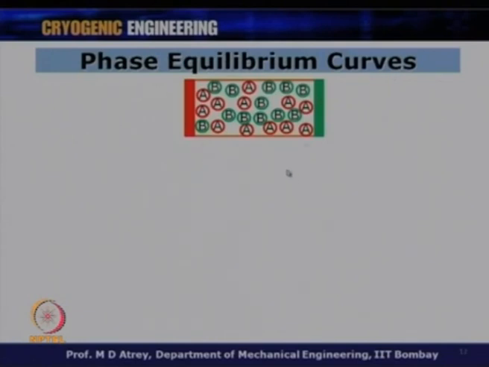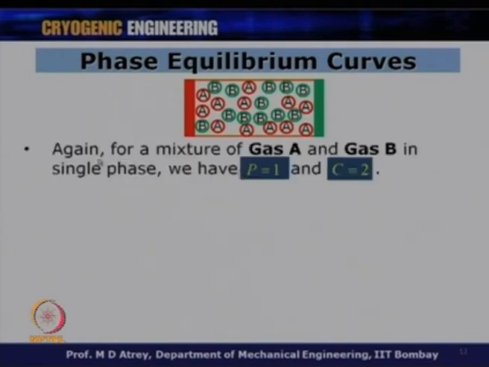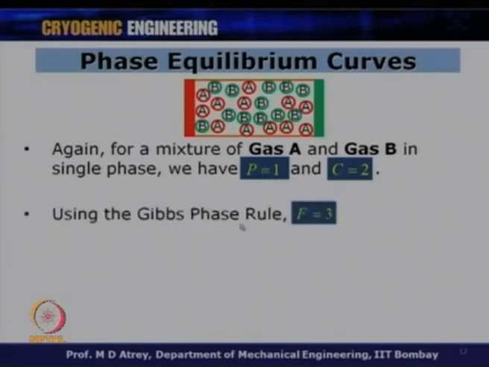Let us come to the phase equilibrium curve, and I have a mixture of A and B. Again, for a mixture of gas A and gas B, now there are two components. Till now we were talking about only one component, but if I have two components, gas A and gas B, I have C equal to 2 now. I have P equal to 1 in this case. They are both in gaseous state, therefore P is equal to 1, C is equal to 2. By using Gibbs phase rule, I now have F equal to 3. That means I should know 3 intensive properties, or degrees of freedom is 3.